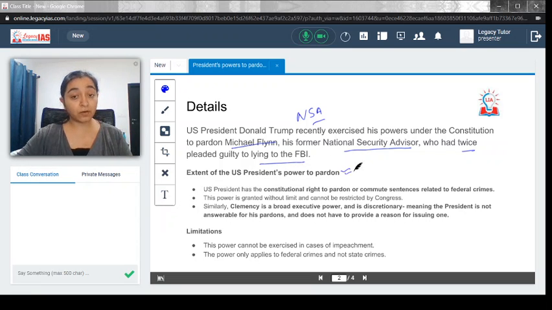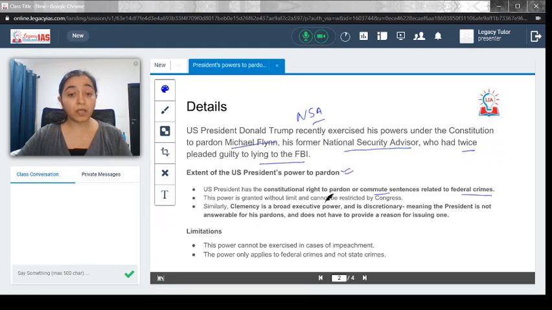What is the extent of the power of the US President? This is important for you to know from the UPSC perspective, and how it is different from the one in India. The US President has the constitutional right to pardon or commute sentences related to federal crimes. Commute means he could change the nature of the punishment. Both of these powers are provided in the Constitution of the US itself.